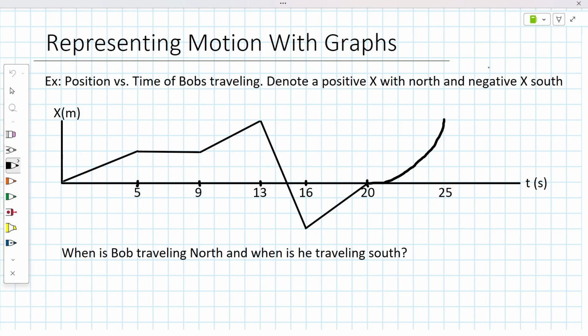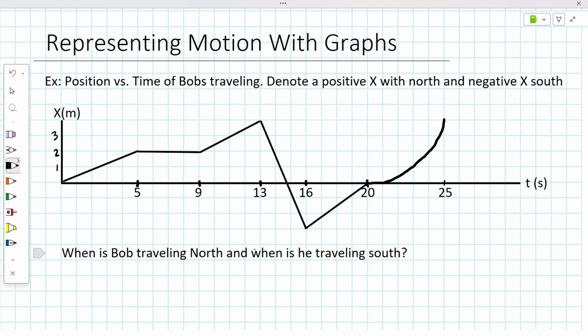We have a position versus time graph of Bob traveling shown down here. We're going to denote the x position with north as positive and south as negative. So this is the position that they're at, and this is the time. We'll just assume here that each square is 1 unit in meters, and the time stamps are shown on the bottom. Alright.